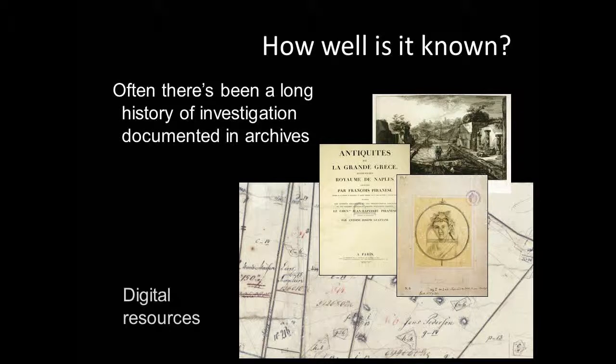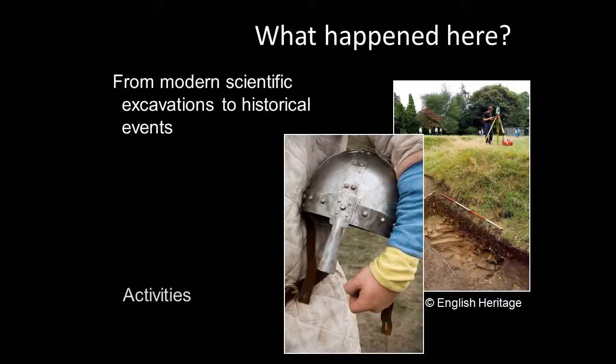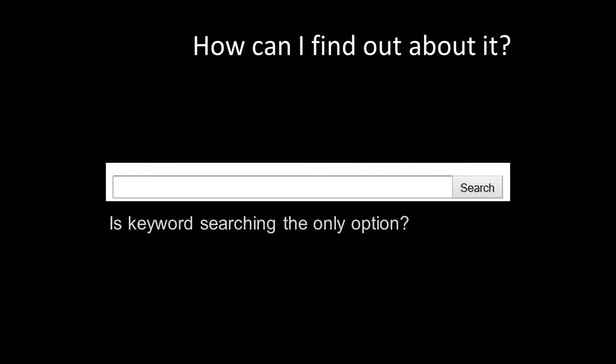Often there's been a lot of people who've looked at these monuments in the past. We have documented sources going back to the 16th and 17th centuries for this kind of thing. There have been a lot of interventions on the monuments, whether it's modern scientific investigations or historical events. So you wonder, how can I find out more? Does that take you to a simple keyword search box? How do you find the words to ask about these monuments that you've seen?